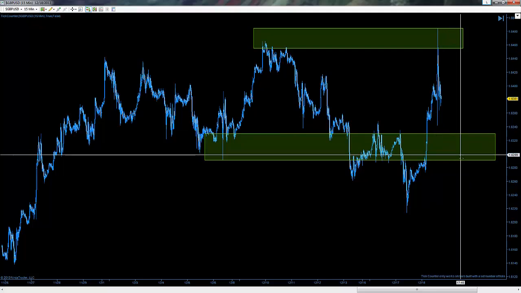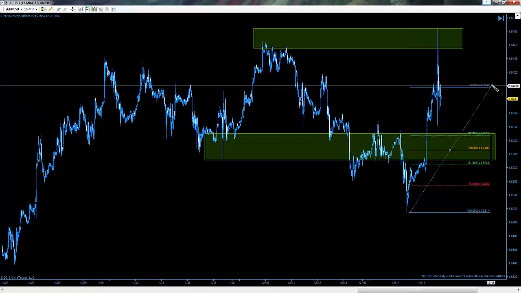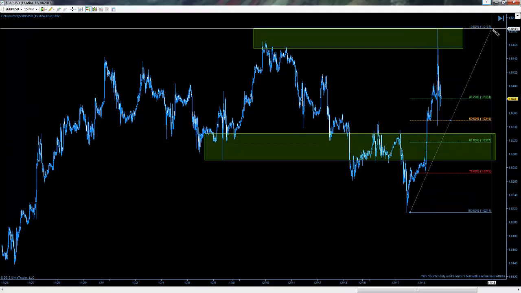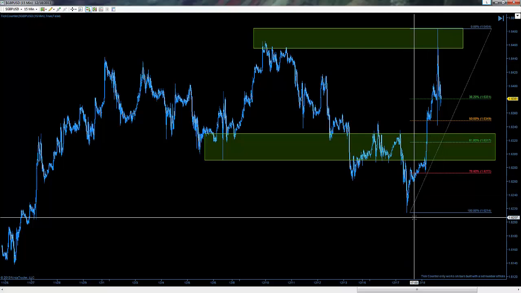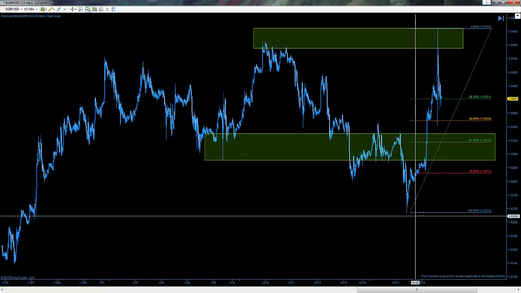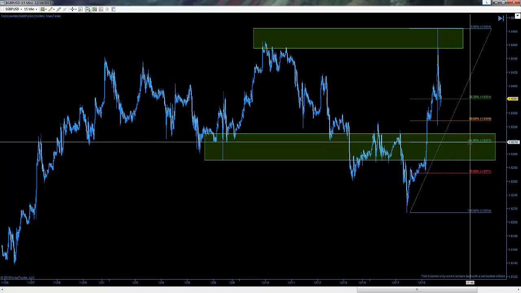So the very first thing we want to do is draw our Fibonacci ratios from the low to the high of this main swing. I'm sure we can all agree that this high and this low constitutes a main swing. So we want to see how far back of a correction we get here, and where we are likely to take a long position.